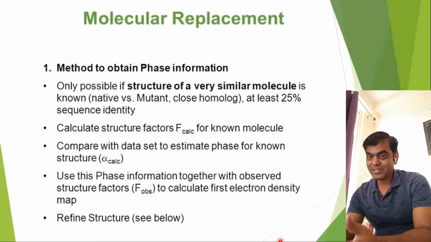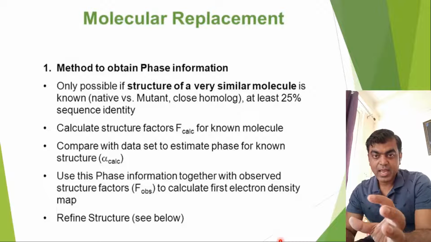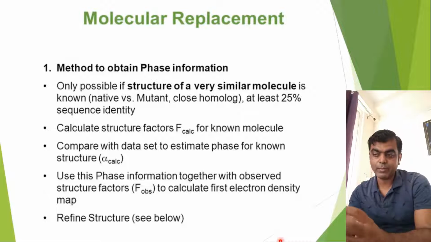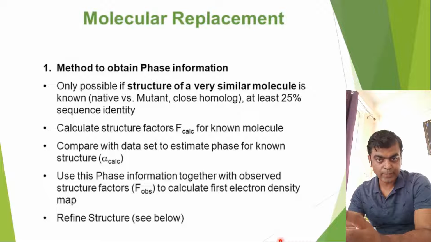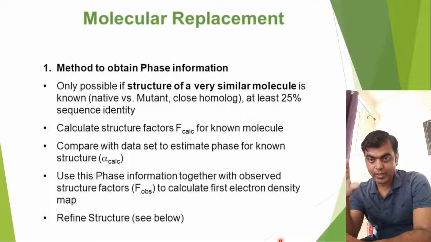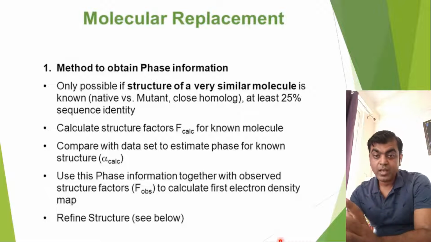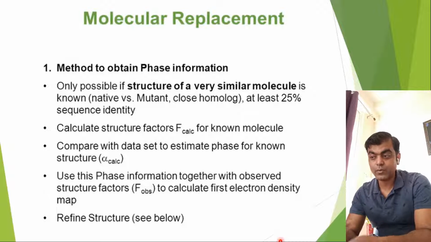So step by step: first I have a structure, and I'm trying to find a very similar looking structure. It may be a homologous protein or a homologous structure which needs to have at least 25% sequence identity. From that known structure, I'll calculate the structure factor F. From this known structure factor, I'll find out or calculate the phase value. So the phase calculation of this known structure, I got that, right?